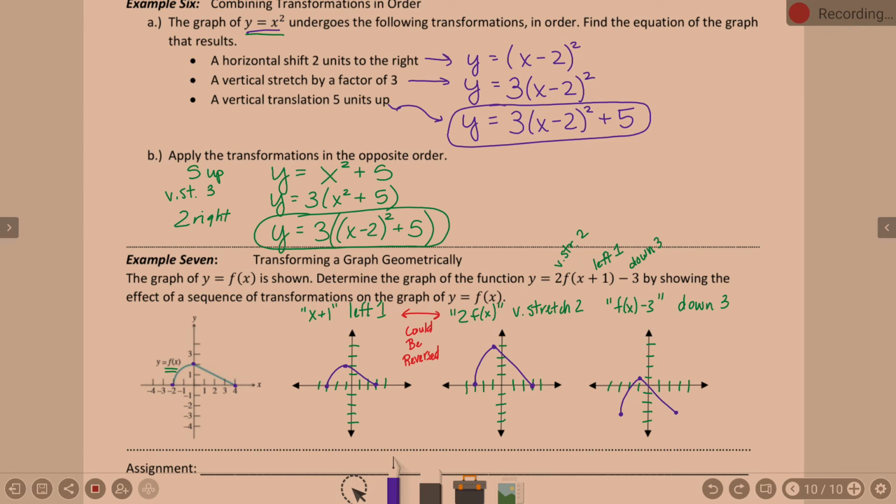Page 131, 2 through 32 evens is what you're looking at.